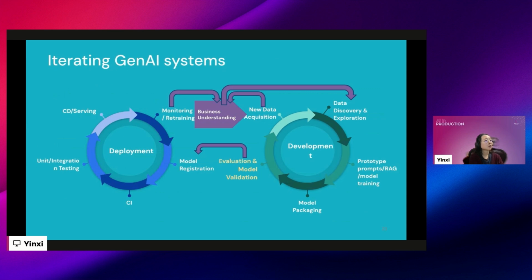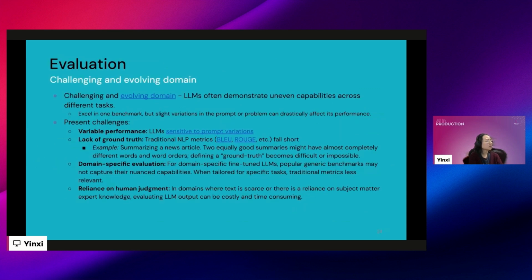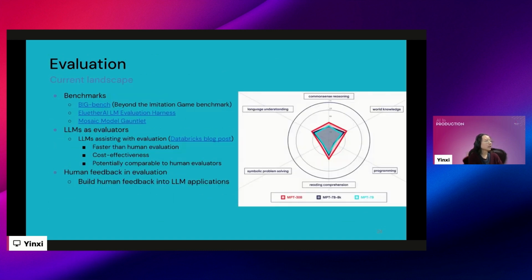All right, evaluation and model validation. I want to be conscious of time here, so I'll probably gloss over this section. Evaluation is a very challenging and evolving domain right now. The field has a consensus that it lacks evaluation rubrics and also high quality evaluation data sets. In the current landscape, we have a few popular benchmark data sets. The diagram on the right side of the slide is from Mosaic's model gauntlet.